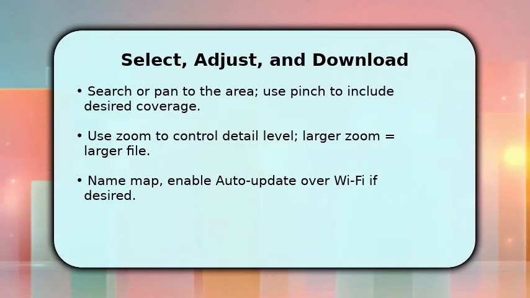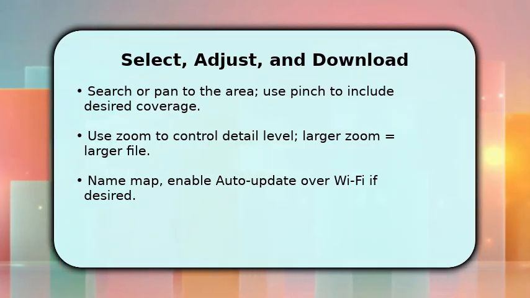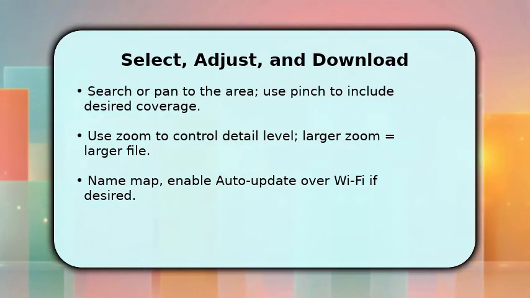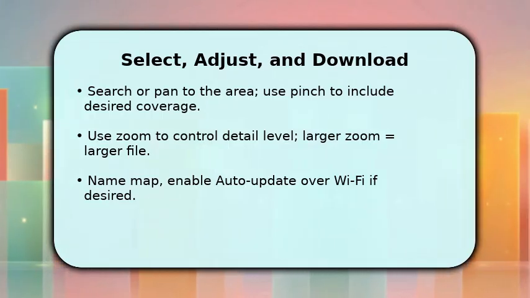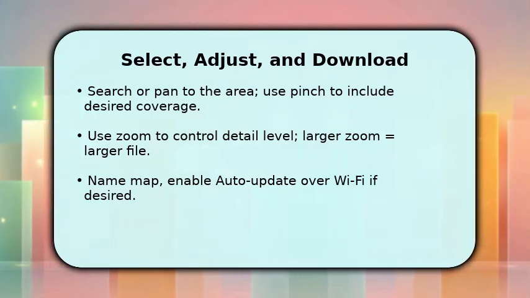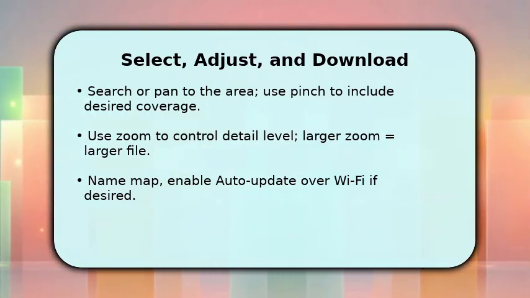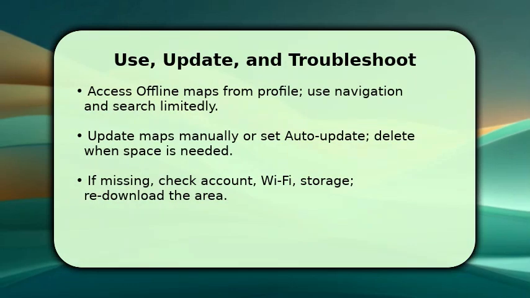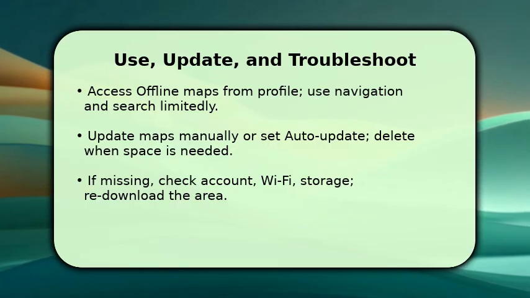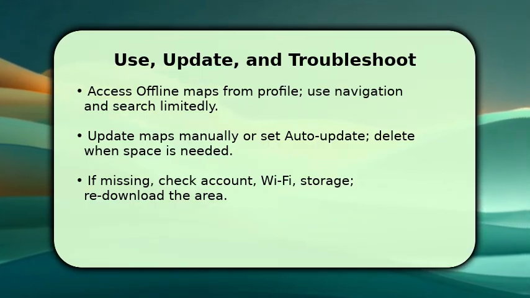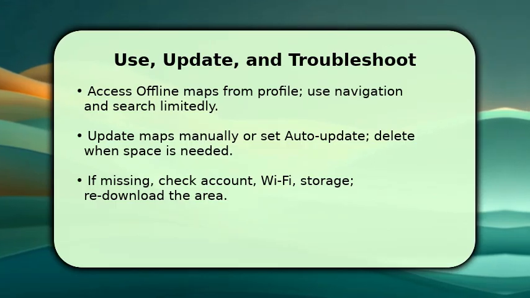Tap Download, give the map a clear name, and optionally enable auto-update over Wi-Fi so it refreshes automatically. Wait for the progress to finish before closing the app to ensure completeness. To complete the workflow, open Offline Maps to confirm your download and then test basic navigation and local search. Some features like live traffic won't work offline.